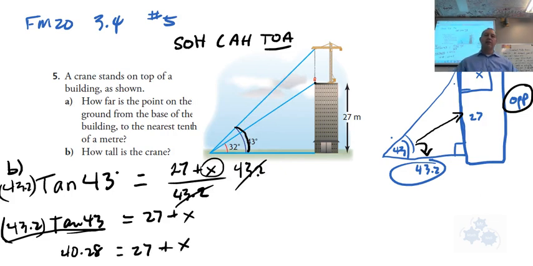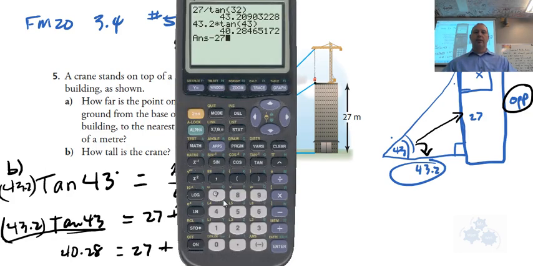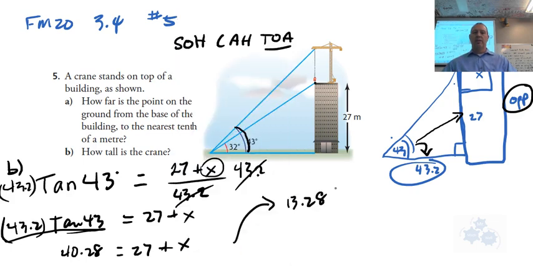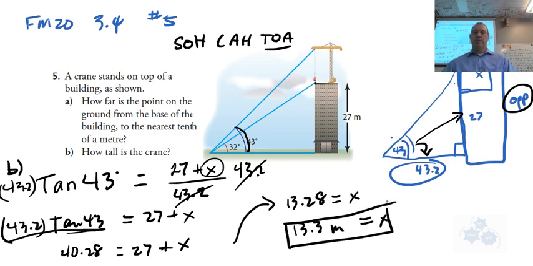Now to solve for x, what do I do to solve for x now? Yeah, subtract 27 from both sides. So when I subtract 27 from both sides, I get 13.28. Or to the nearest tenth of a meter, 13.3 meters. Okay. Does that line up with your answer, those of you that did that? Yeah? Okay. Did anybody do it any different way? Yeah? How'd you do it?